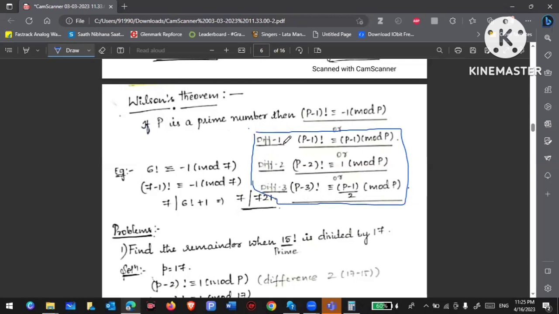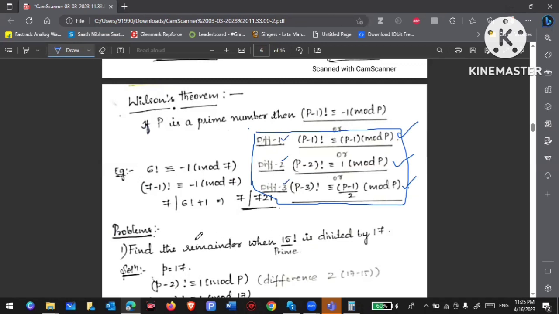If the difference is 1, we make use of this formula, first one. If the difference is 2, we'll make use of this formula. If the difference is 3, we'll make use of this formula. What is that difference? We are talking about 1, 2, and 3. Let us see in the problem directly.